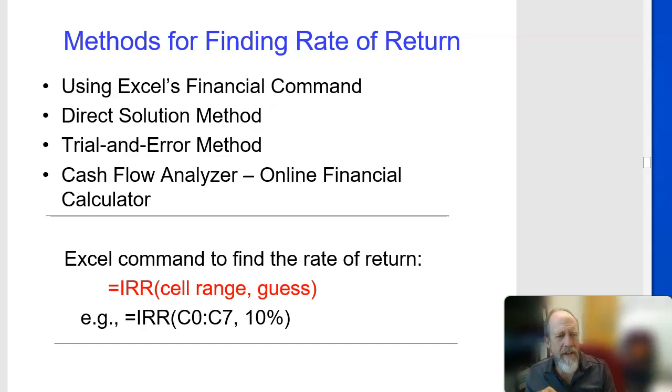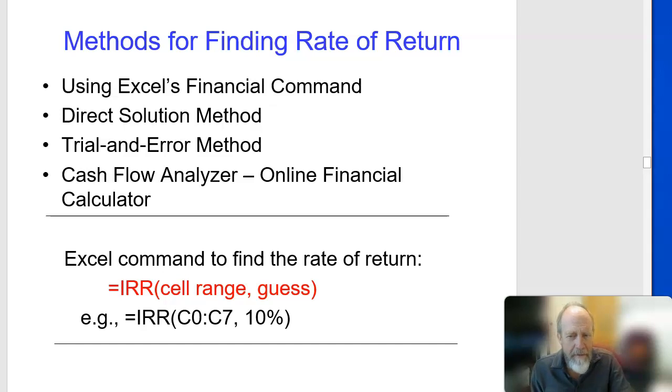Or you can just solve for I directly. Sometimes that's a pain to do because I shows up inside of the term of an exponential. So you're going to have to do some logarithmic mathematics, or in many cases, actually quadratics. The other one is trial and error. Just try it. And there are calculators, cash flow analyzers, many of them available freely online, financial calculators that will let you analyze cash flows and give you rates of return.